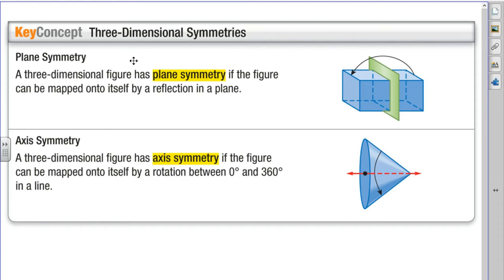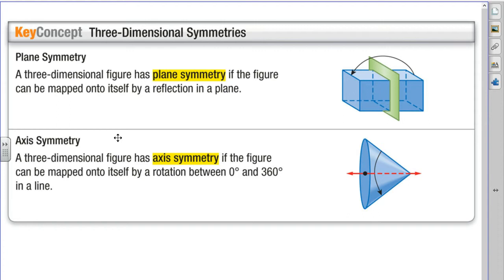So the first is plane symmetry. Plane symmetry is just the 3-dimensional way to say line symmetry. Can you cut a line through it that gives you the same thing on both sides? That's 2 dimensions. In 3 dimensions, we can't cut it with a line, really, we cut it with a plane. And so a 3-dimensional figure has plane symmetry if the figure can be mapped onto itself by a reflection in the plane. Essentially, the bigger thing is, can a plane cut it in half, like perfectly in half? If it can, it has plane symmetry.